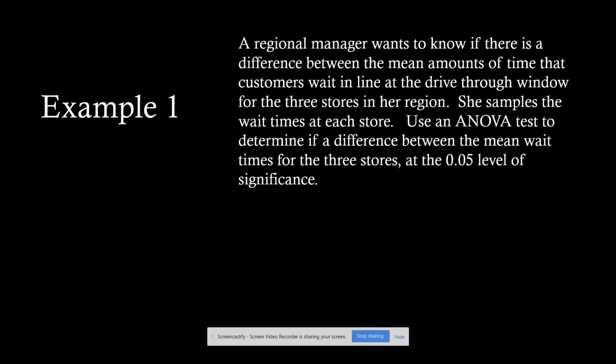Okay, so let's do an example. Example 1. A regional manager wants to know if there's a difference between the mean amount of time that customers wait in line in a drive-through window for 3 stores in her region. She samples the wait time at each store. Use an ANOVA test to determine if there's a difference between the mean wait times for the 3 stores at the 0.05 level of significance.